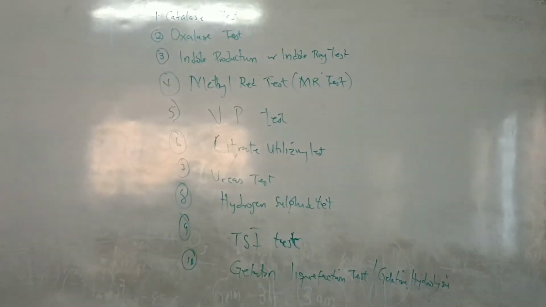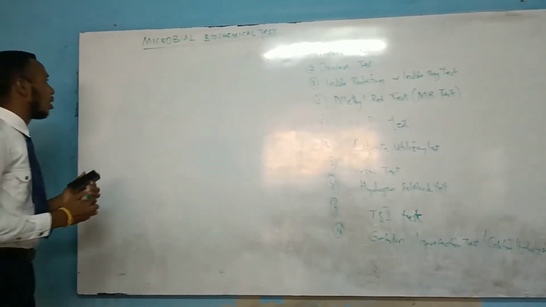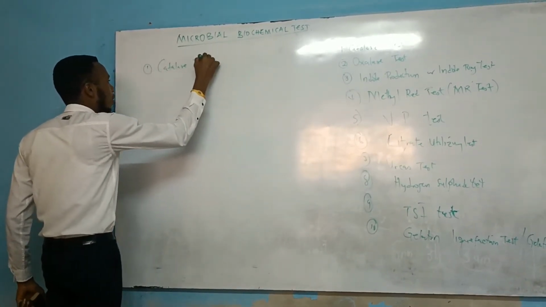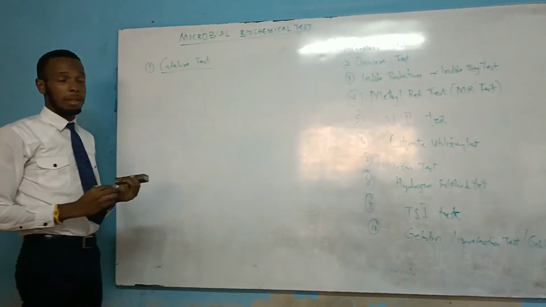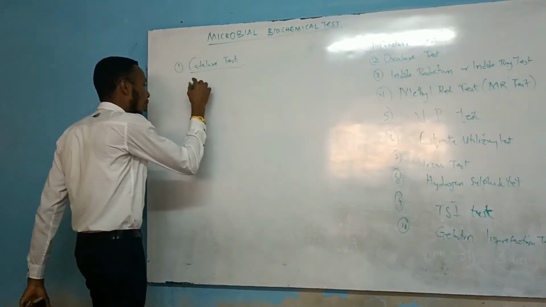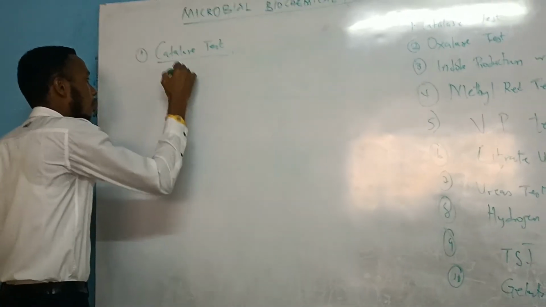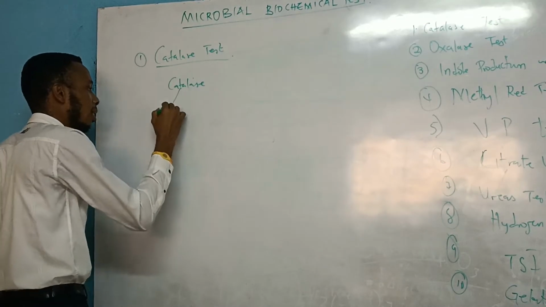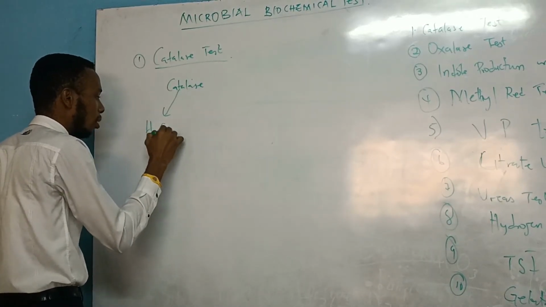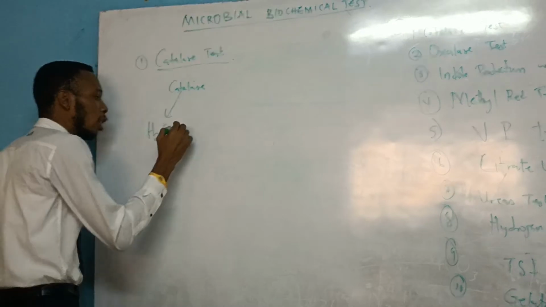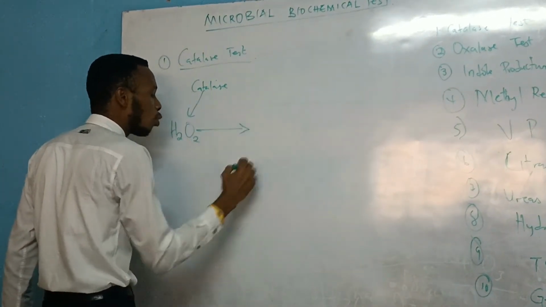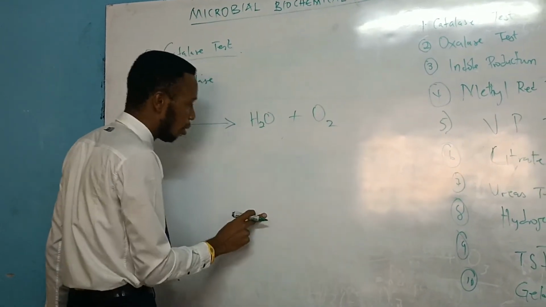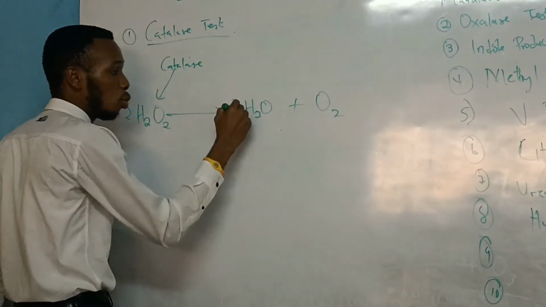Okay, now let's start with the first one, the catalase test. Basically, some bacteria have the ability to produce an enzyme called catalase. This catalase acts on hydrogen peroxide, or decomposes the hydrogen peroxide to produce water and oxygen.